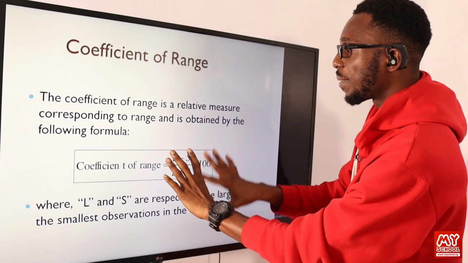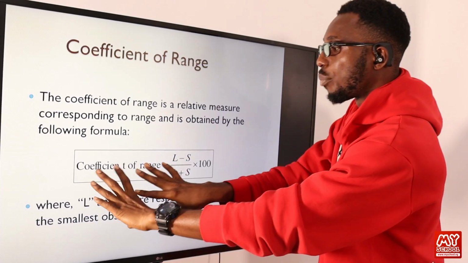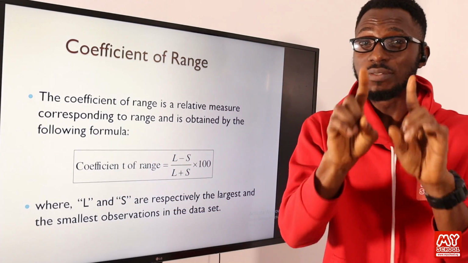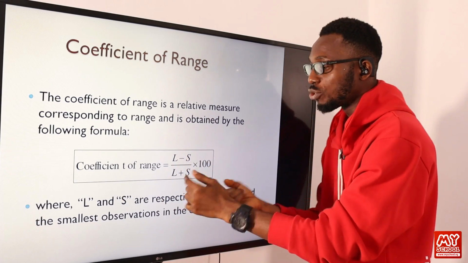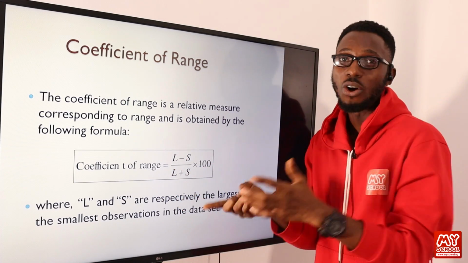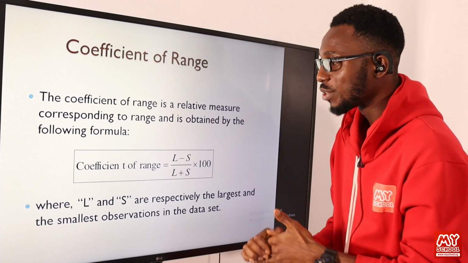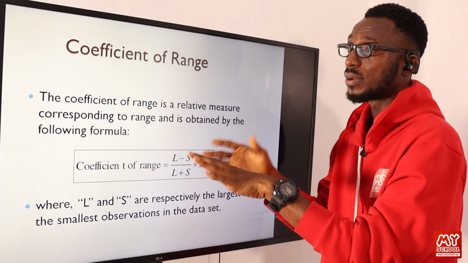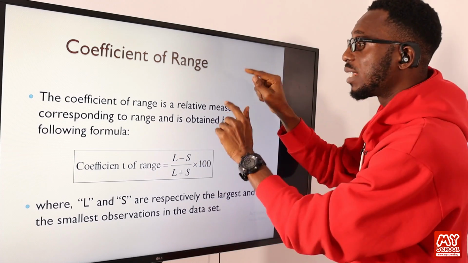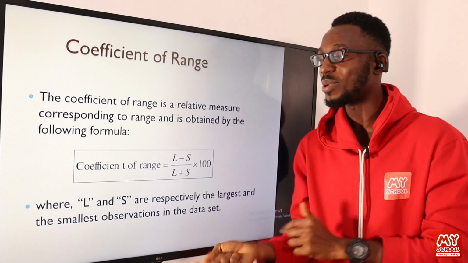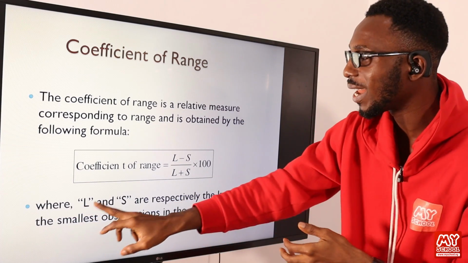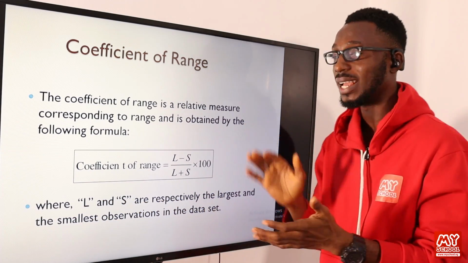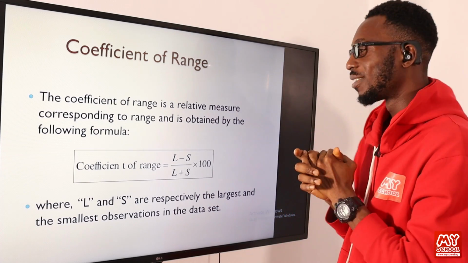In short, this is the typical setting that we are going to use. So the coefficient of range will be your range over this. The coefficient of mean deviation will be your mean deviation over your mean, or if you want to use median, you can. Your coefficient of variation, or coefficient of standard deviation, will typically be your standard deviation over mean. Do we see that? I'm going to say that in the next slide, where L and S are respectively the largest and smallest observation in the data set. Let's move ahead to the next slide.